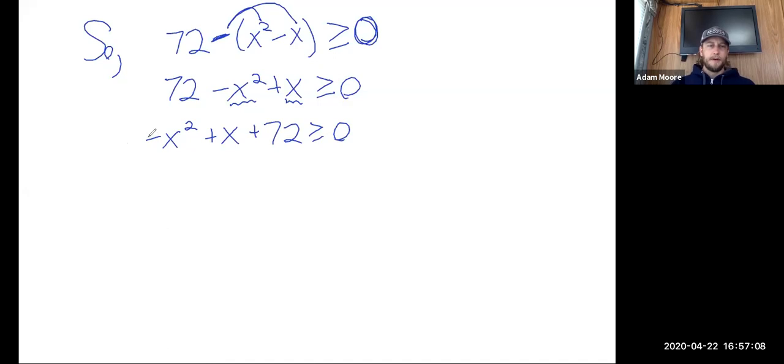It's super funky, though, having a negative on the x squared. I'm going to ask you guys for ideas on that one. How would you go about this if I didn't want the negative in front of my x squared? What would you guys do?